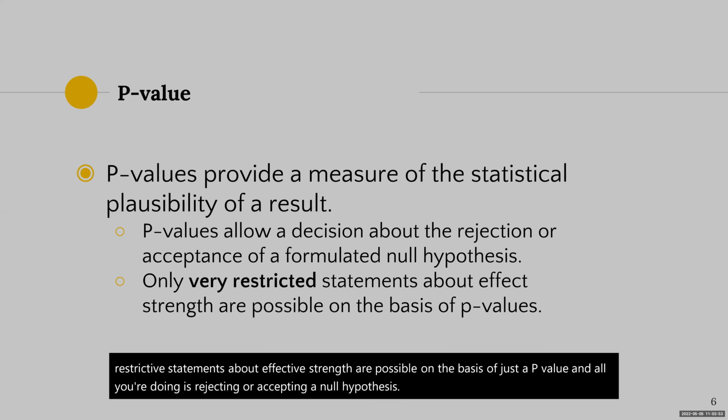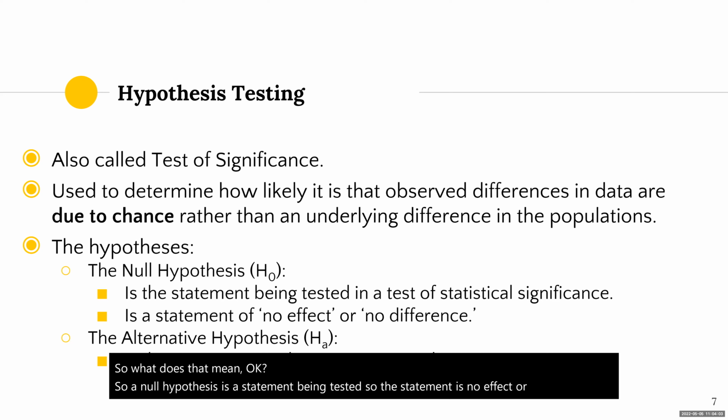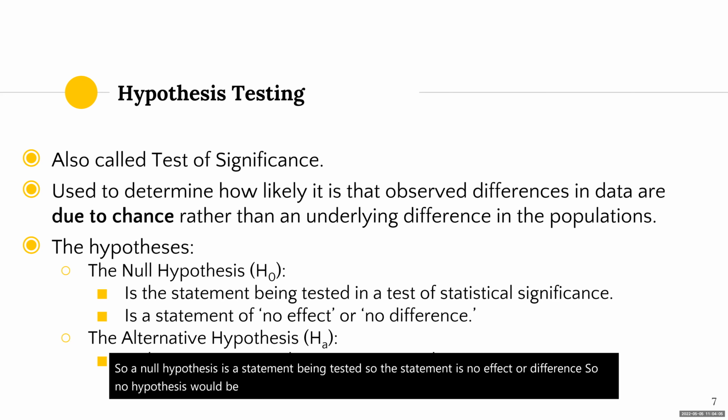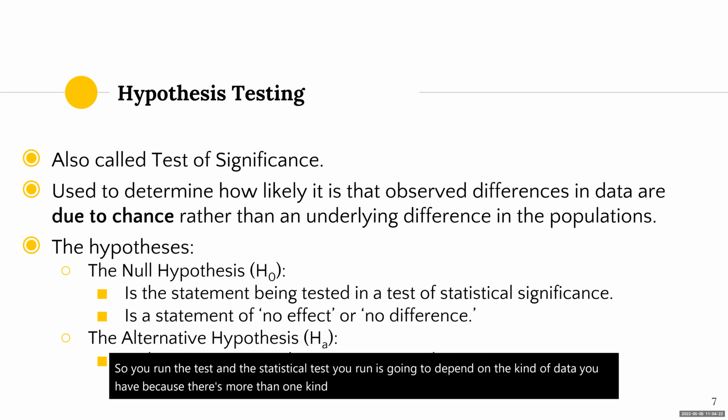So what does that mean? Okay, a null hypothesis is the statement being tested. The statement is no effect or difference. So a null hypothesis would be there is no difference in the population. The alternative hypothesis is there is a difference in the population. So you run the test, and the statistical test you run is going to depend on the kind of data you have, because there's more than one kind of statistical test that you can run.